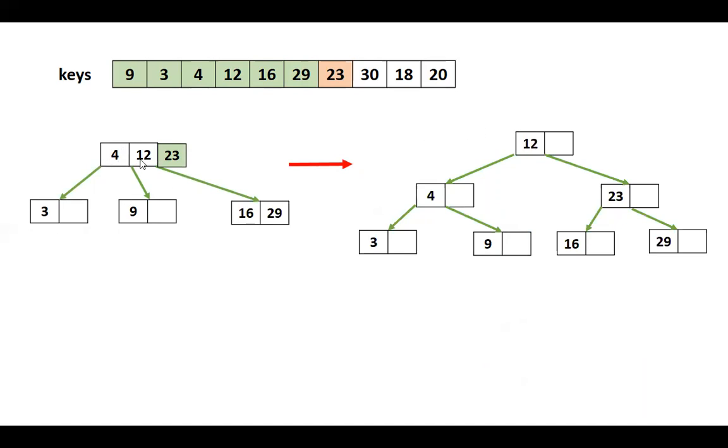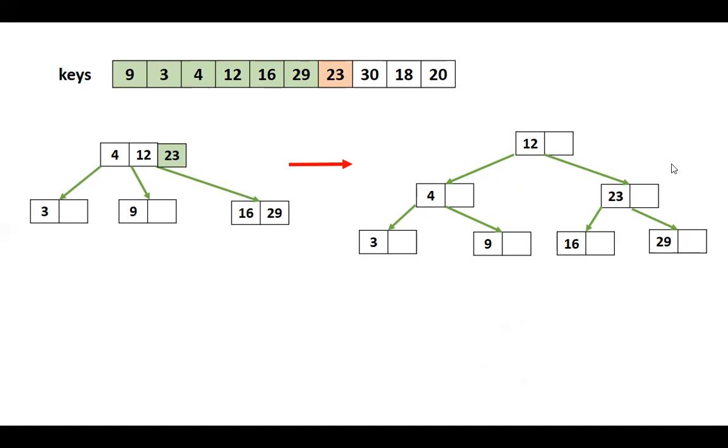4 will be its left side and 23 will be its right side. 12 moves up, left side and right side. And this part remains as it is. And here 16 and 29, this node is split. 16 becomes left child of 23 and 29 becomes right child of 23.